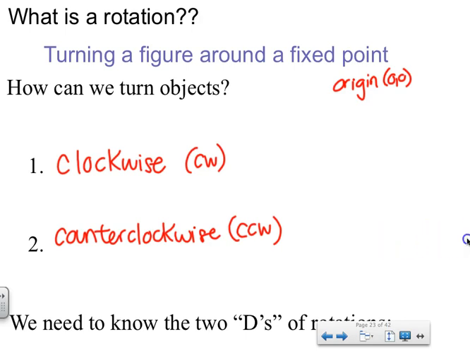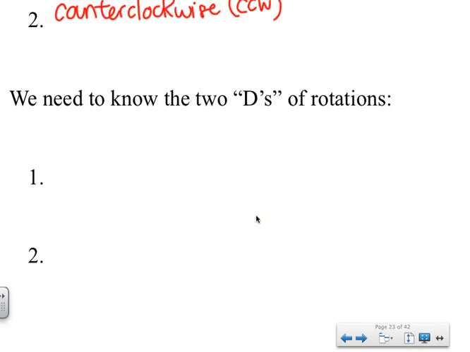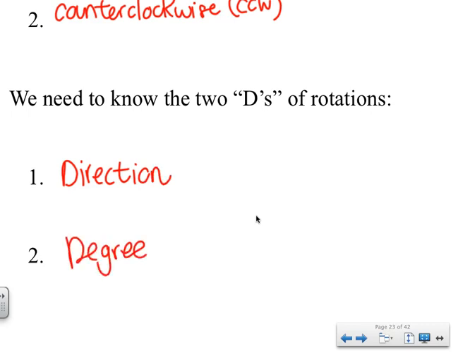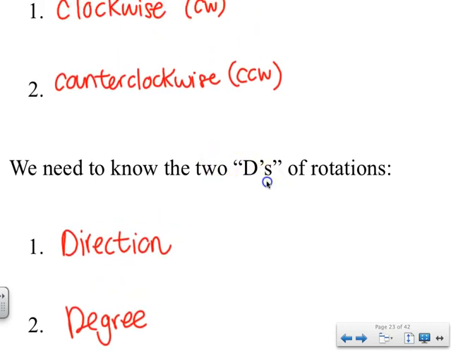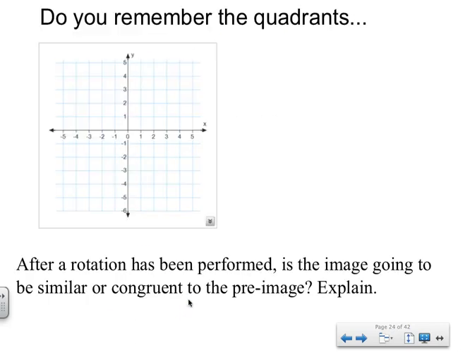Okay, you need to know the two D's of rotations. So we've got double D's, and they are direction and then degree. So I need to know if you went clockwise or counterclockwise for direction, and then I need to know the degree. So was it 90, was it 180, was it 270 degrees? Okay. All right, do you remember the quadrants?